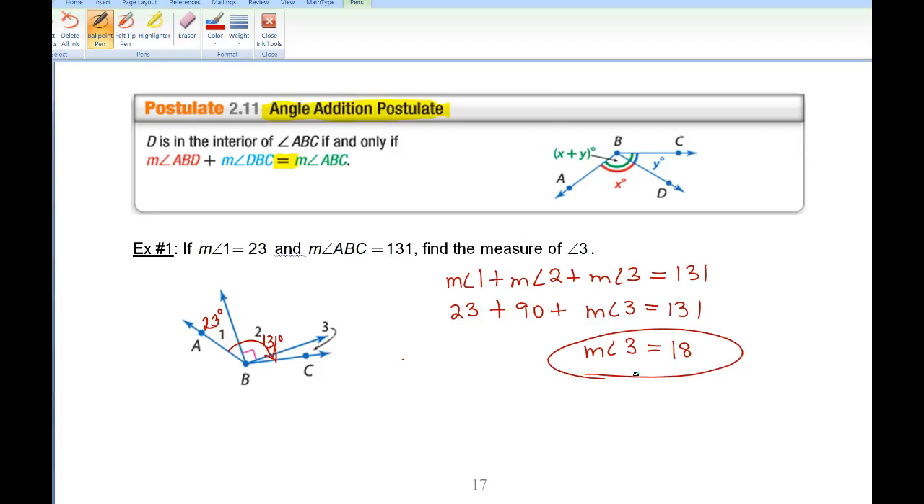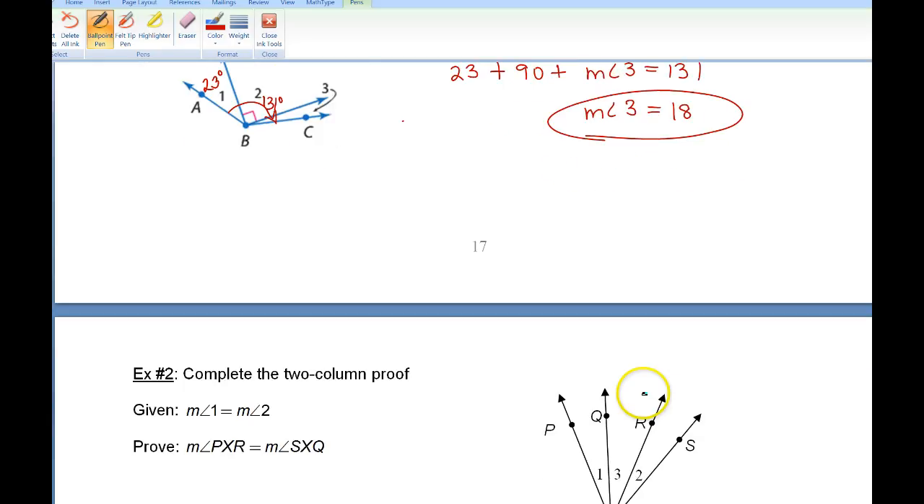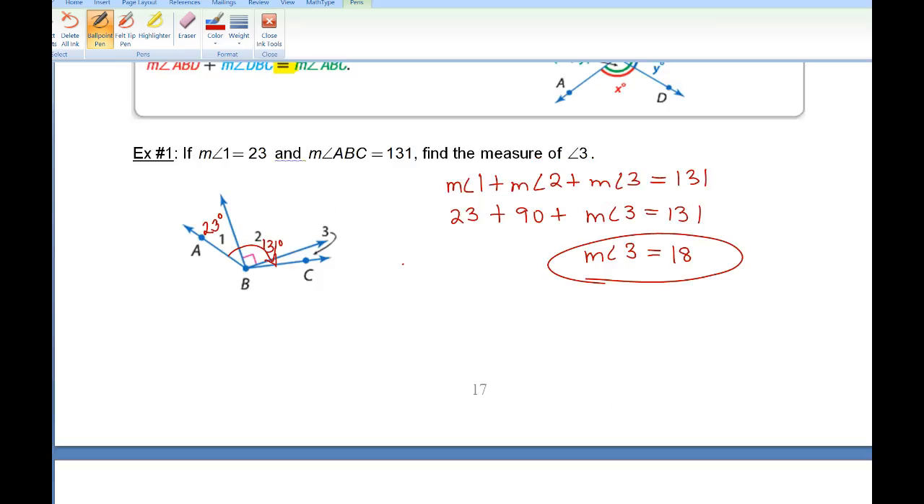Questions? What's the point of the m? The little m just stands for the measure.